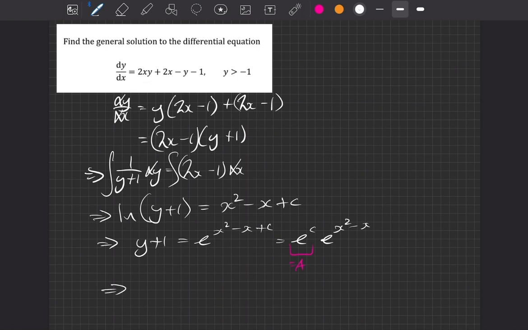So what we have now then is y is equal to that e to the c, which I'll write as a actually instead, keeping with what we've said. So a e to the x squared minus x, and then our plus 1 from before becomes a minus 1. So this plus 1 is now a minus 1. And this thing then is the general solution to this differential equation. Beautiful.